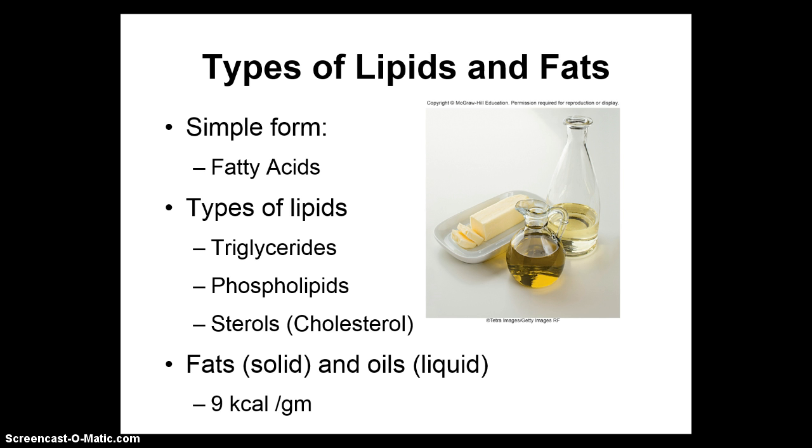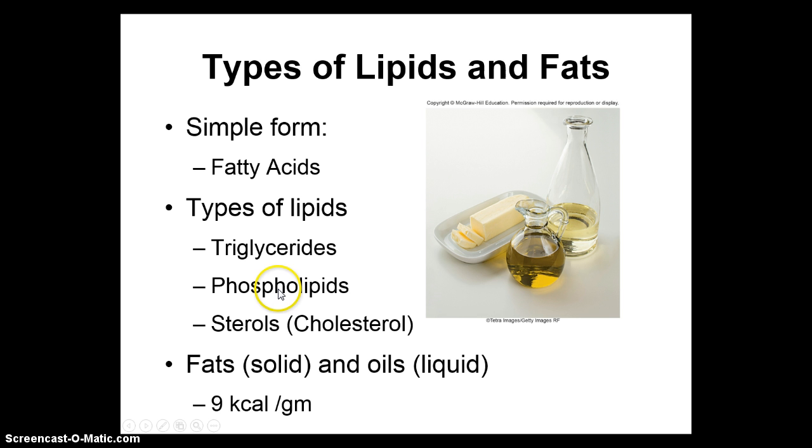So the simplest form of lipids are called fatty acids. As we learned in Chapter 4, the simplest forms of carbohydrates were monosaccharides. Those are the building blocks of the starches. And fatty acids are the building blocks of the type of lipid called triglyceride, which is the form in which we find lipids in our food, and it's also the way lipids are stored in our body.